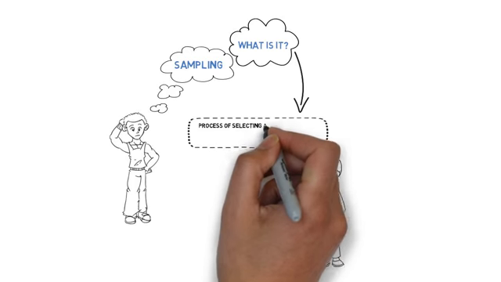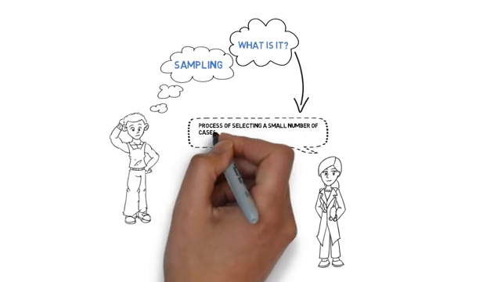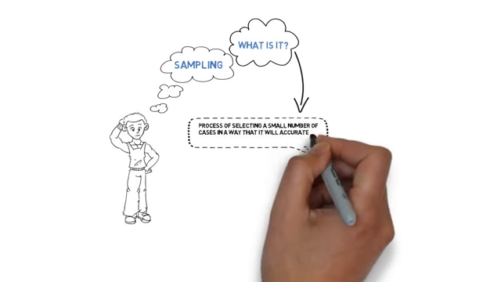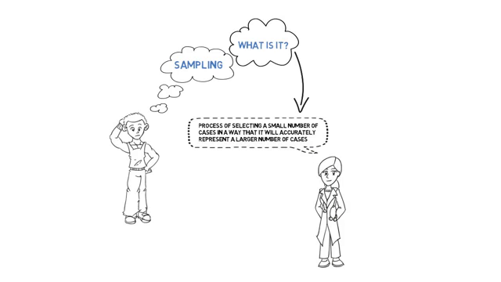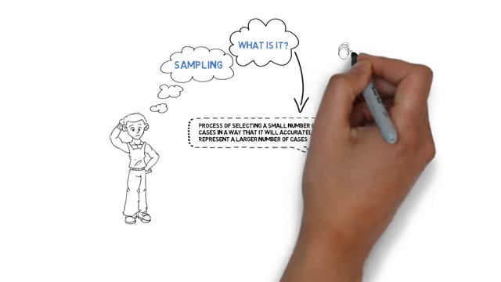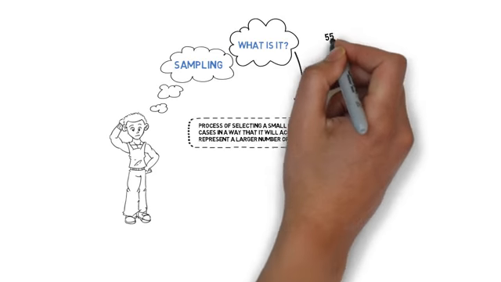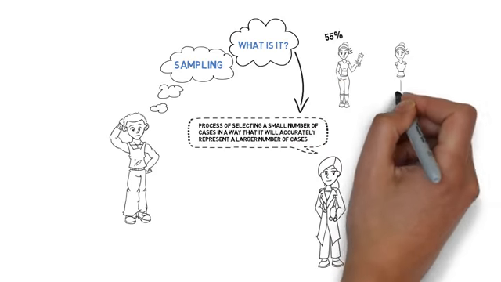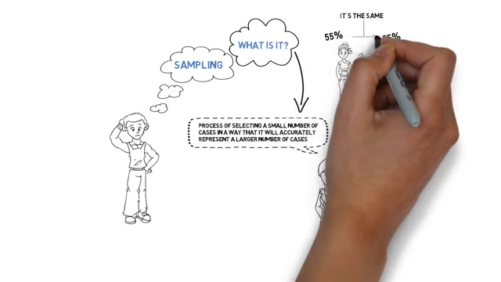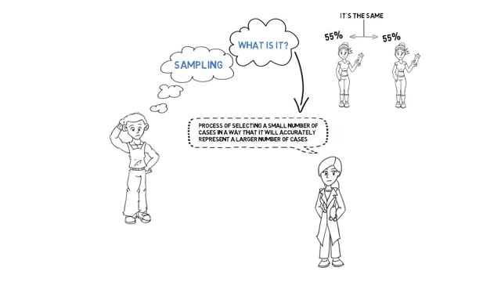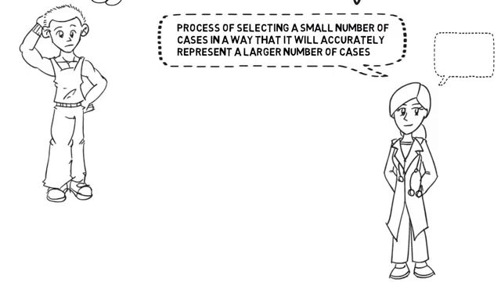Sampling is defined as a process of selecting a small number of cases in a way that will accurately represent a larger number of cases. The key is that our sample needs to accurately represent the population, meaning that it needs to have roughly the same kind of characteristics as our population. That is, if 55% of our population is female, then 55% of our sample also must be female.